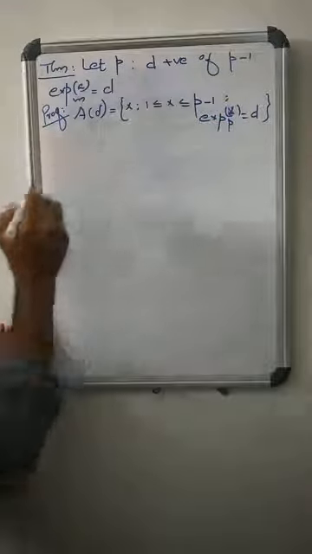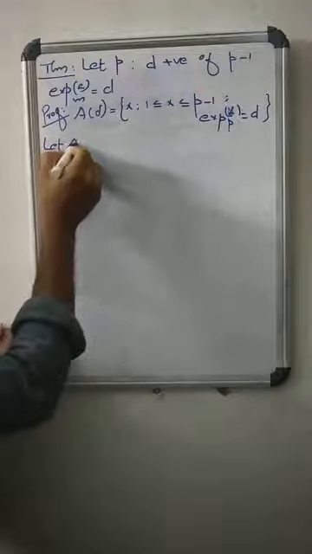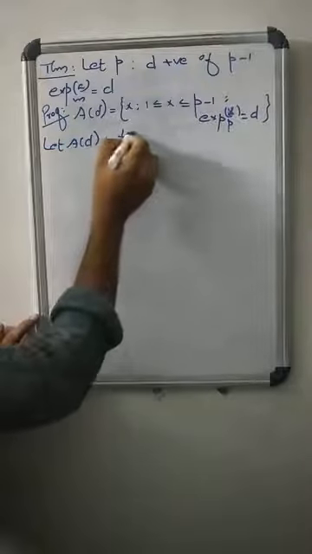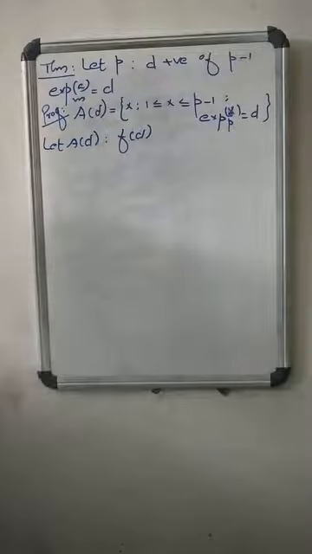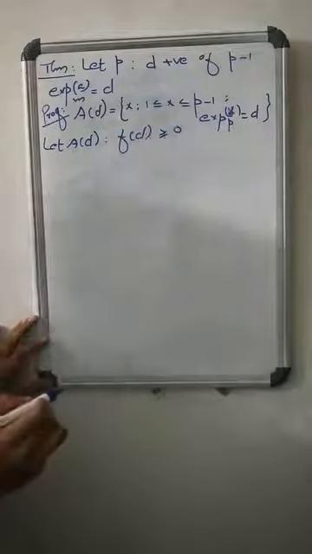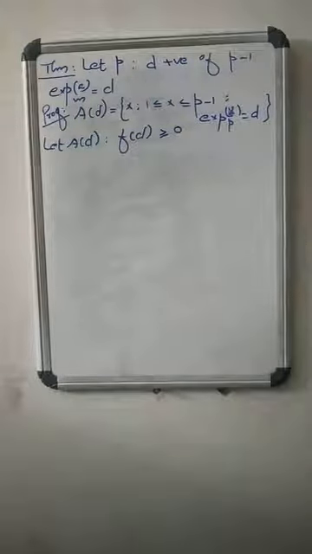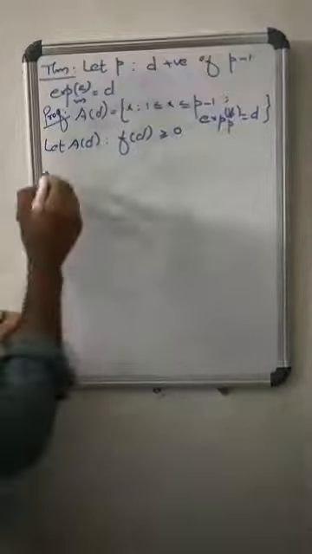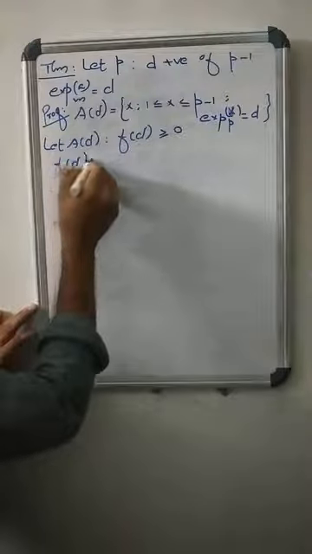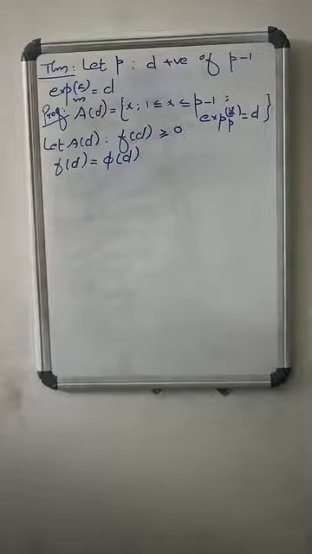Now to prove this, let A of D consist of f of D elements. Then clearly f of D is greater than or equal to 0. Now what is our requirement? Our requirement is to prove that the exact number of primitive roots mod P, that is, of elements whose exponent mod P is D, is phi of D. That is, we have to show that f of D equals phi of D.